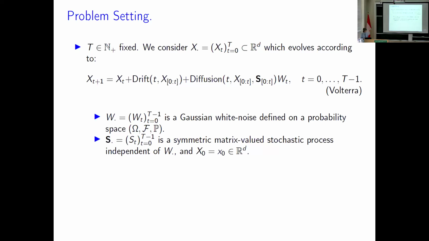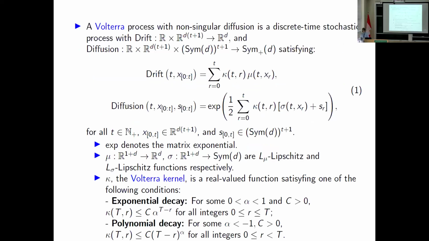In this equation, we have that this W is a Gaussian white noise that is defined on some probability space, and S is a symmetric valued stochastic process that is independent both of the Gaussian white noise and of the starting point. So the title of the talk is about Volterra processes. So now let's define what, for us, is a Volterra process.